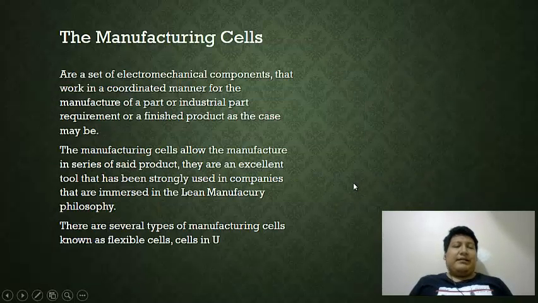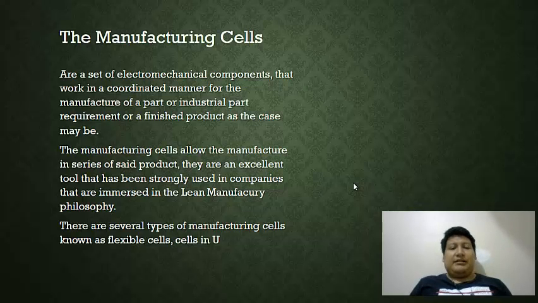The manufacturing cells are a set of electromechanical components that work in a coordinated manner for the manufacture of a part, an industrial part, requirement, or a finished product, as the case may be. The manufacturing cells allow the manufacture in series of said products. They are an excellent tool that has been strongly used in companies that are immersed in the lean manufacturing philosophy. There are several types of manufacturing cells known as flexible cells in use.